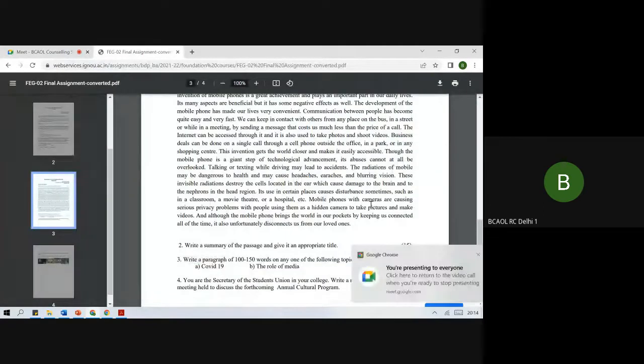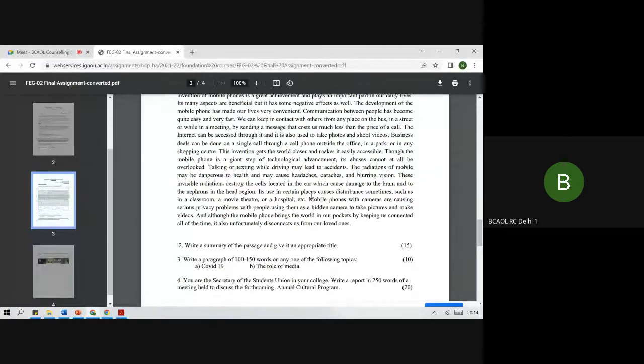At the same time, what happens if we do not use it in a proper manner? It is a good device, but we should keep that device silent or stay away from it in classroom, movie theater, hospital. So these are the things.